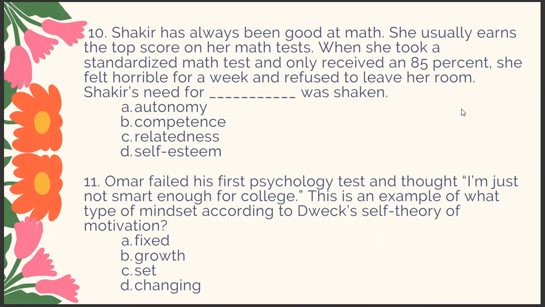Number 11, Omar failed his first psychology test and thought, I'm just not smart enough for college. This is an example of what type of mindset according to Dweck's self-theory of motivation.